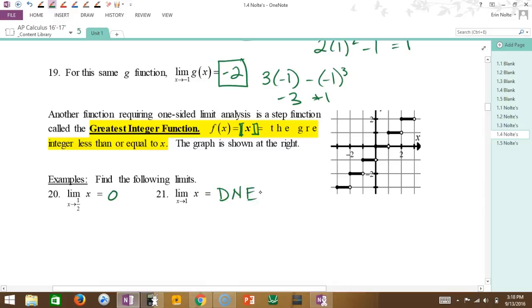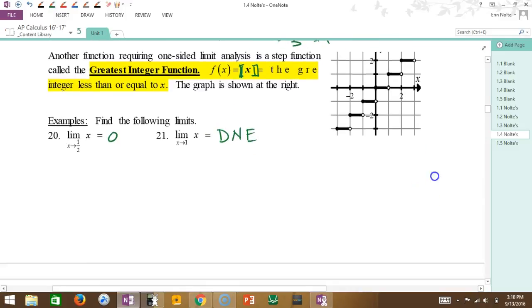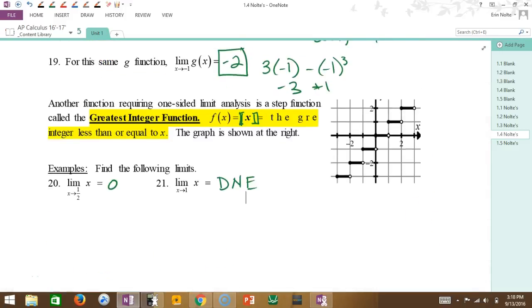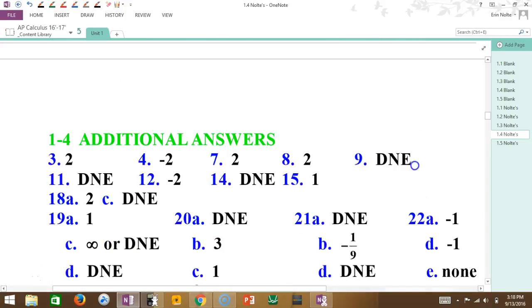Is that it? That's it. Pretty easy? I don't think we can do it. You can do it. So easy.